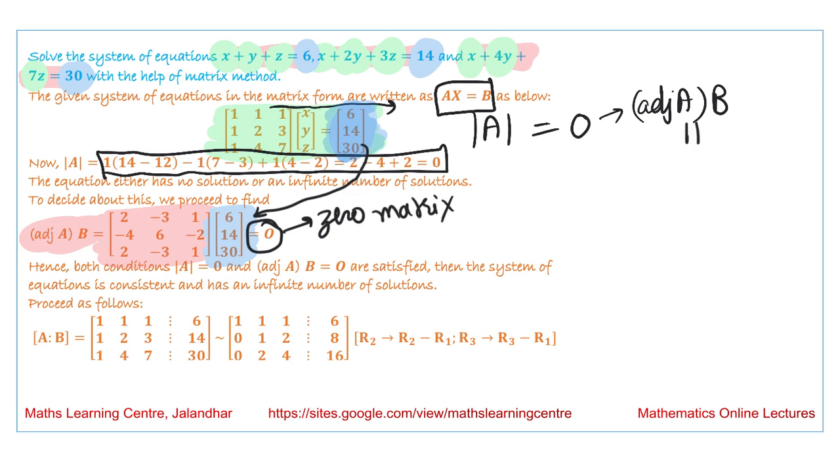So we obtain that adjoint A into B is also a zero matrix. So both these conditions are satisfied. So this implies that the system will have infinite solutions.